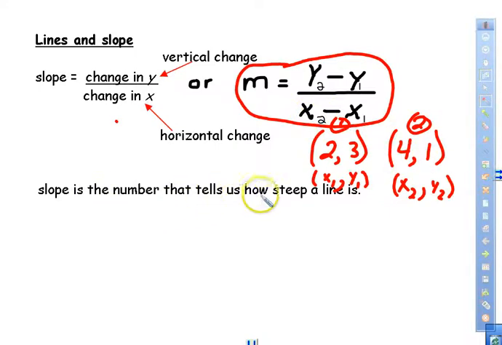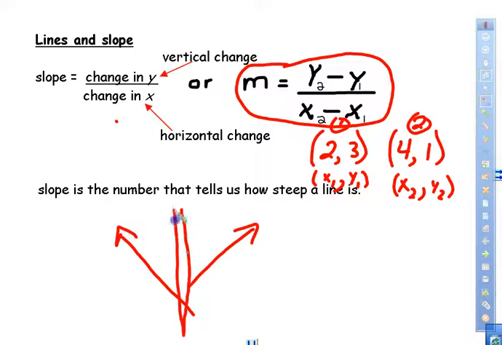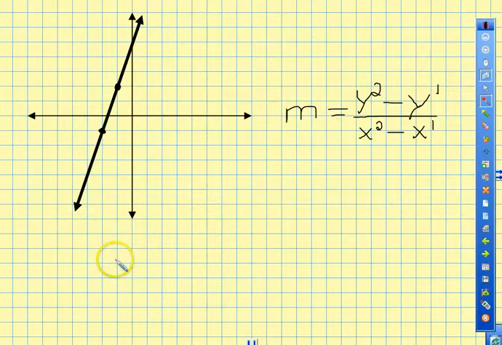Slope is the number that tells us how steep a line is. It can be a positive slope or it can be a negative slope. It's all based on this line, which is my y-axis. Okay, and we'll talk more about it in detail as we go.